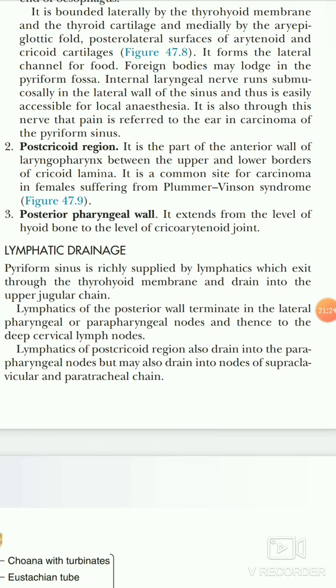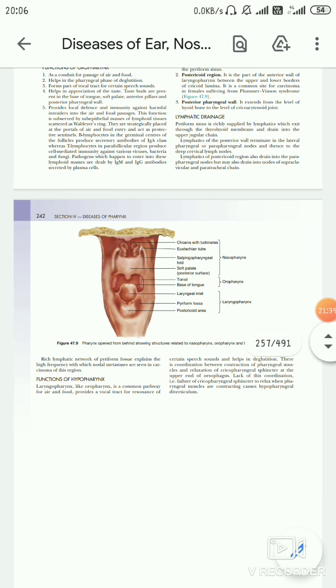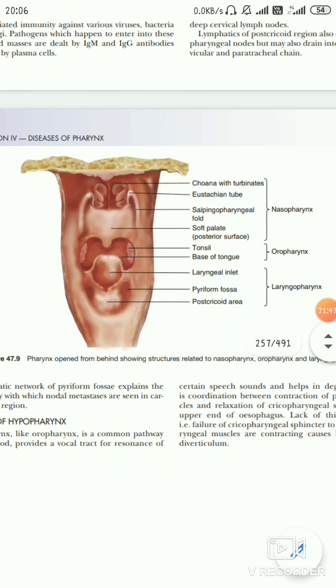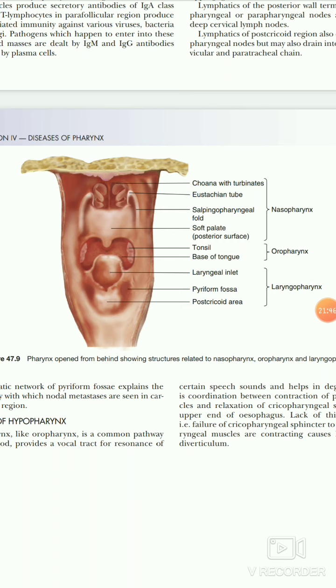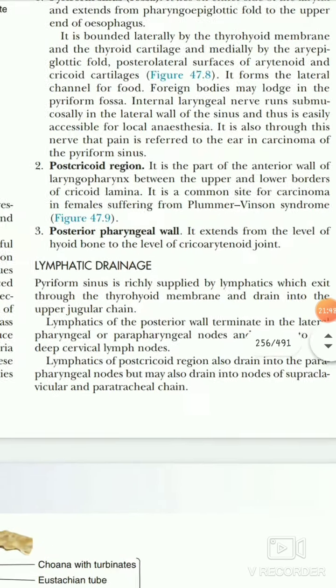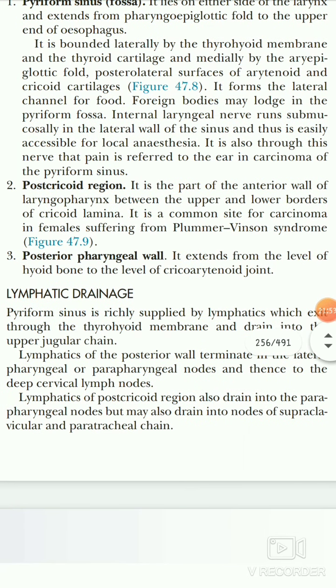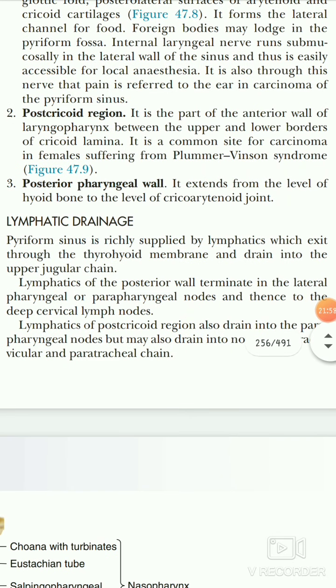Postcricoid region. It is the part of the anterior wall of the laryngopharynx between the upper and lower borders of the cricoid lamina. It is a common site for carcinoma in females suffering from Plummer-Vinson syndrome. Figure 47.9. Laryngopharynx having pyriform fossa and postcricoid area. Posterior pharyngeal wall. It extends from the level of the hyoid bone to the level of the cricoarytenoid joint.